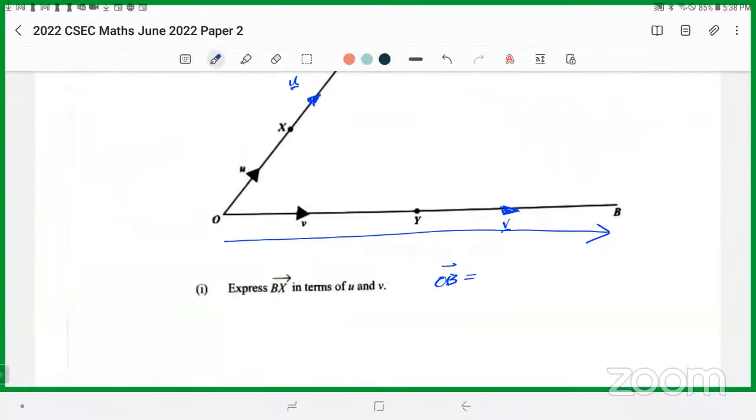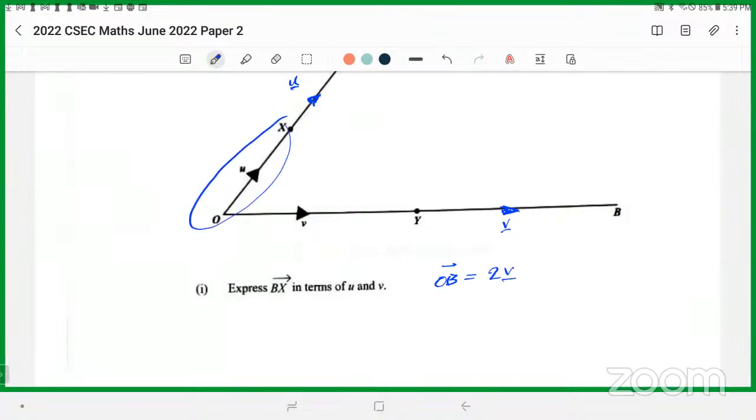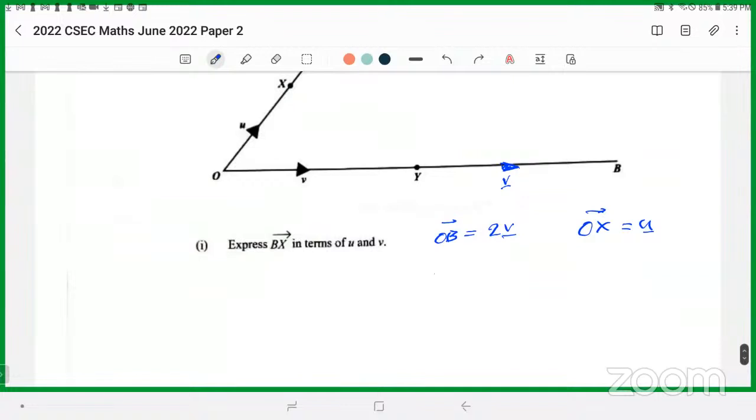Right. So OB is 2V. So I'm going to write it here. Once you know the position vectors, you use them. 2V. And what is OX? OX is U right here. OX is U. So I can find BX using O times the last minus O times the first. I don't have to use the diagram to find it. So for BX, I'm going to use the vector formula for displacement, which is O times the last, X is the last, minus O times the first, B is the first.